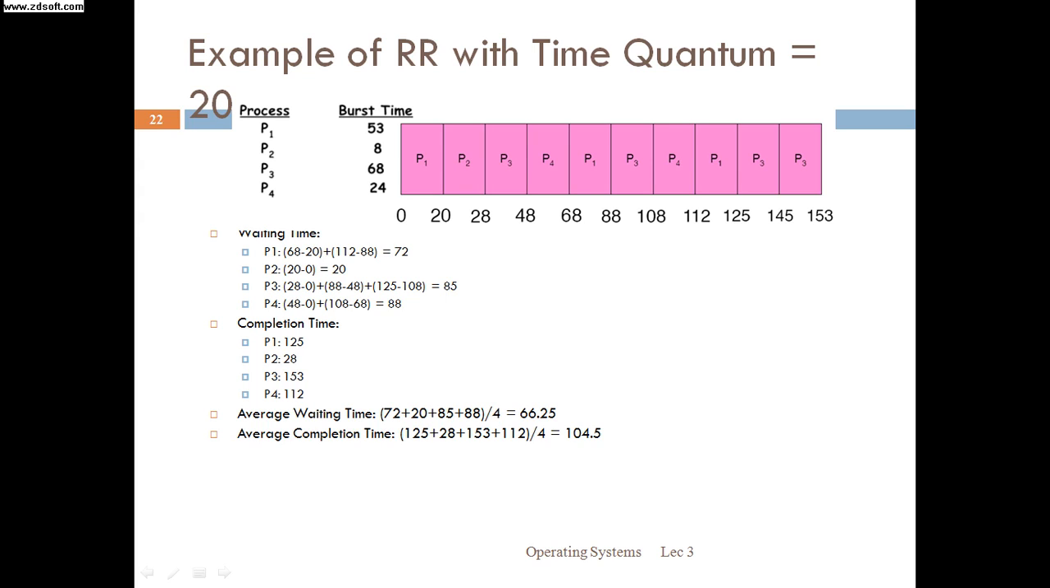The turnaround time or completion time will also be calculated as waiting time plus burst time. For example, for process P1, the waiting time is 72 and the burst time is 53. Put together, the turnaround time will be 125. Based on this we can calculate the average waiting time and then the average turnaround time or completion time.